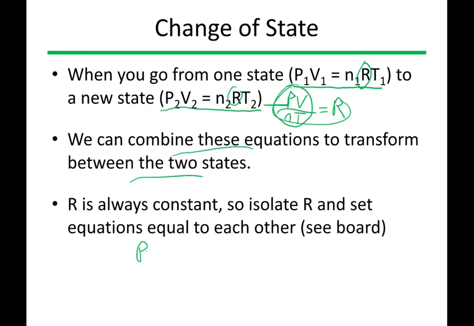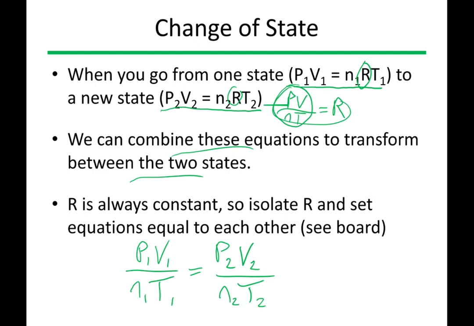So if we do this, isolate R and set them equal to each other, we get that the pressure from one state times its volume divided by the number of moles times its temperature, since that's equal to R, is also equal to the pressure of the second state times its volume divided by its moles and its temperature. So P1V1 over n1T1 equals P2V2 over n2T2. So if you're seeing a situation where we're changing any of these, you can just set these two equal to each other and solve for the unknown variable.